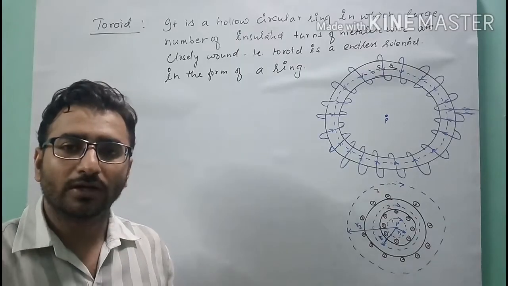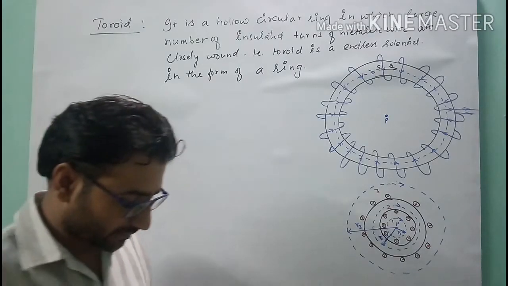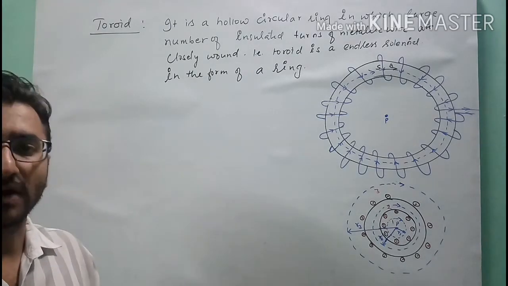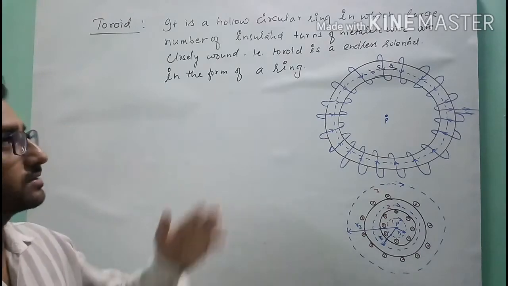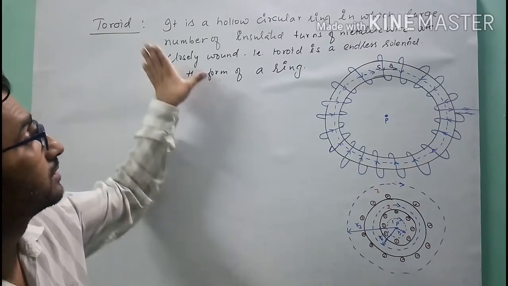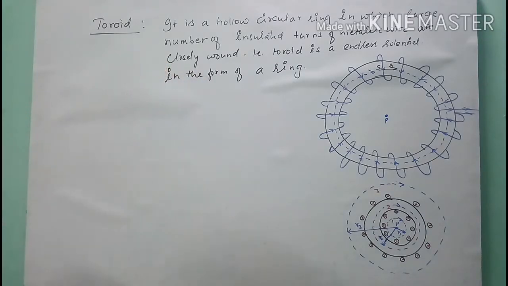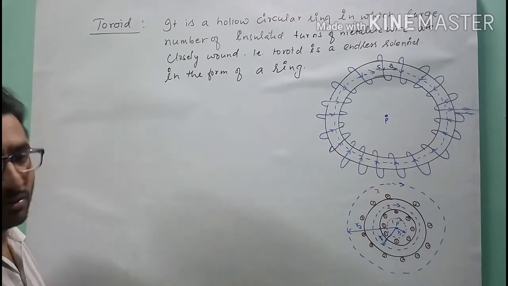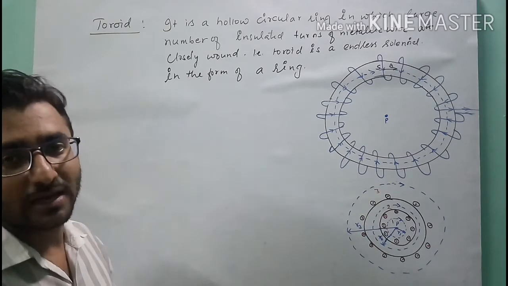After the discussion of solenoid, the next topic is toroid. The definition of toroid is in front of you, in which an insulated wire is wound over a hollow circular ring. So this one is the definition of toroid, in which it is a hollow circular ring in which a large number of insulated turns of metallic wire are closely wound, in the form of a closed ring. So toroid can also be known as an endless solenoid.